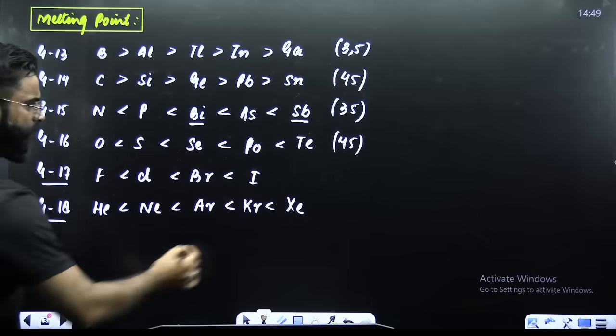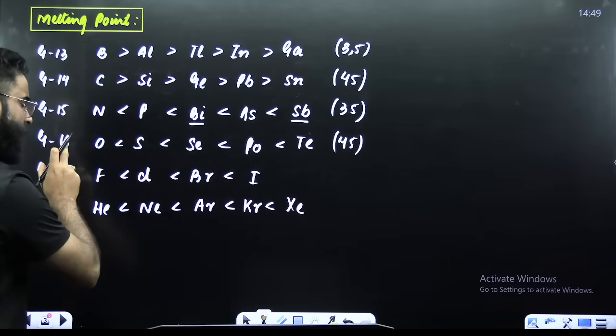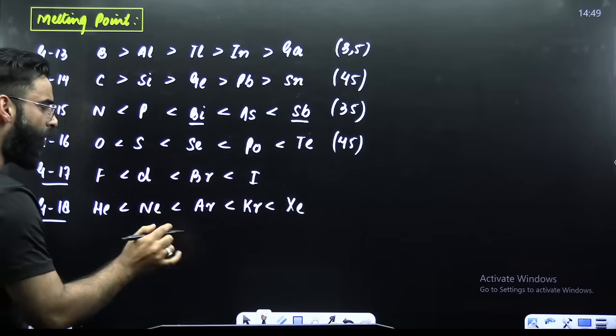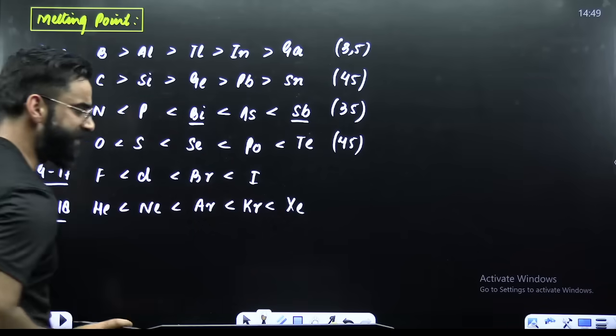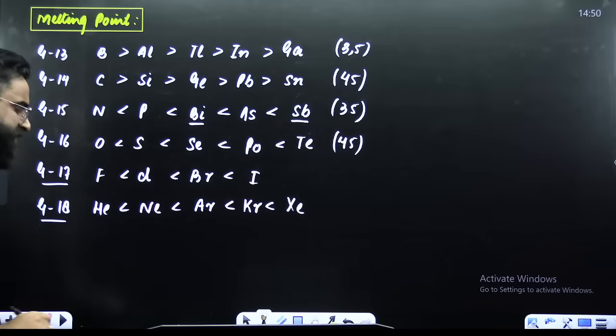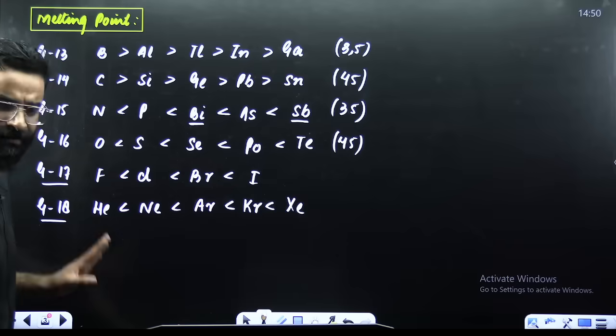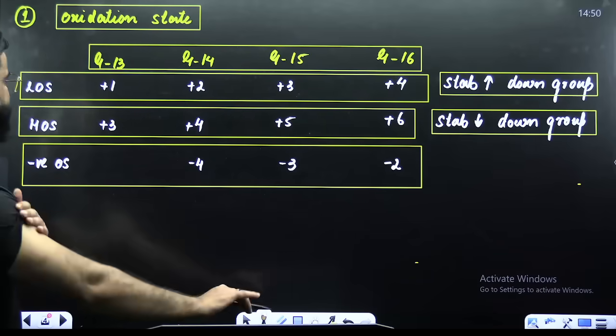Similarly, group 16, you have to interchange 4 and 5th element. You know, down the group, melting point increases in group 16, right? So technically, the order should be oxygen, sulfur, selenium, tellurium, polonium. But these 2 elements you are interchanging at the end. And there are no exceptions in group 17 and group 18. They are following the general trend. Talking about the next one.